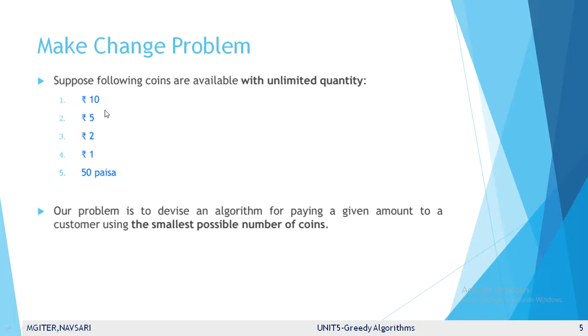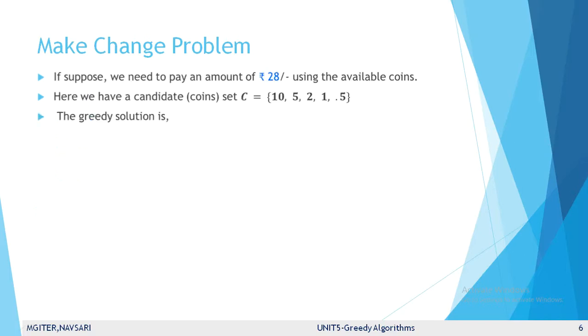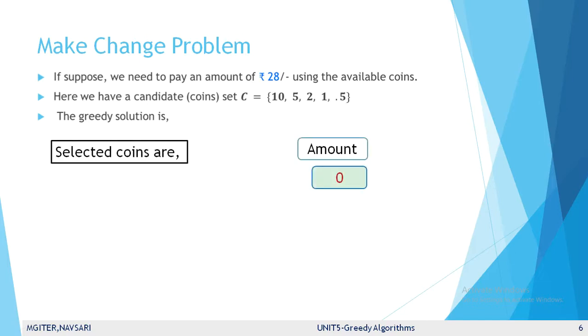Now here the coins available are 10 rupee coin, 5 rupee coin, 2 rupee coin, 1 rupee coin and 50 paisa. These coins are available in unlimited quantity. Now we see the example here. Suppose we need to pay an amount of 28 rupees using available coins. Here candidate coins are 10 rupee coin, 5 rupee coin, 2 rupee coin, 1 rupee coin and 50 paisa. Now we first find a feasible solution and out of them we find the optimal solution.